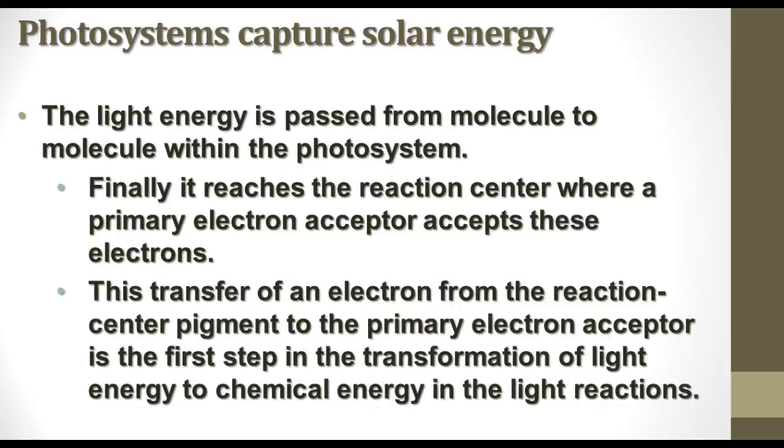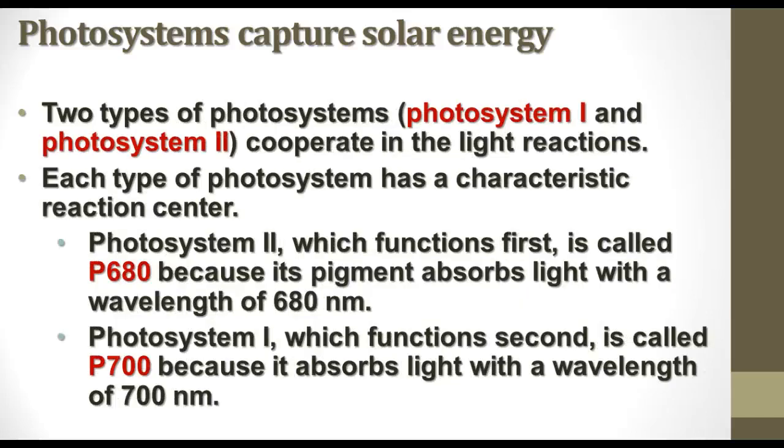This light energy is passed through a series of molecules. It's an electron transport chain of a type, within the photosystem. And then when it reaches the reaction center, the primary electron acceptor accepts the electrons, and that's the first step to changing that light energy to chemical energy in those light reactions.